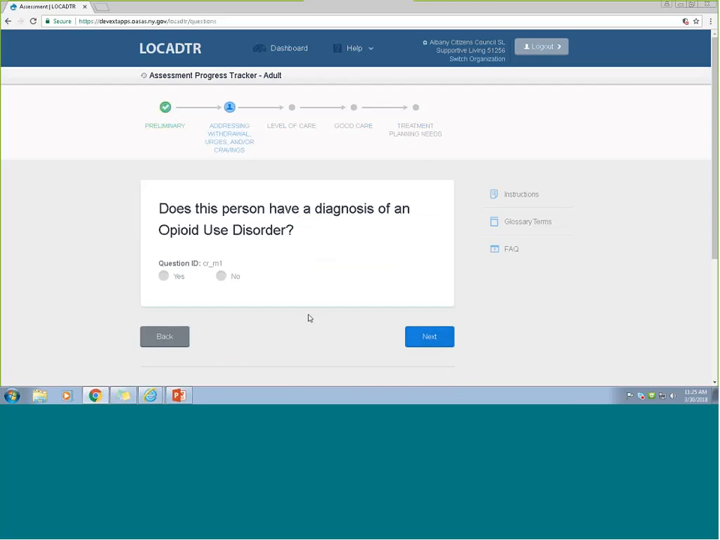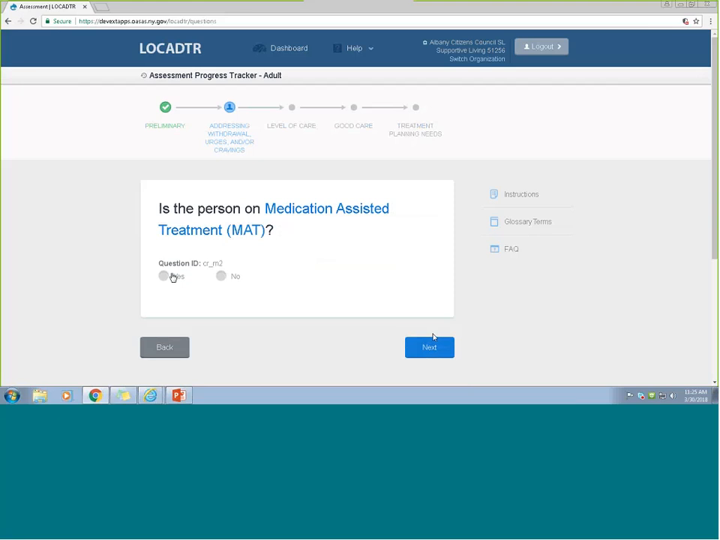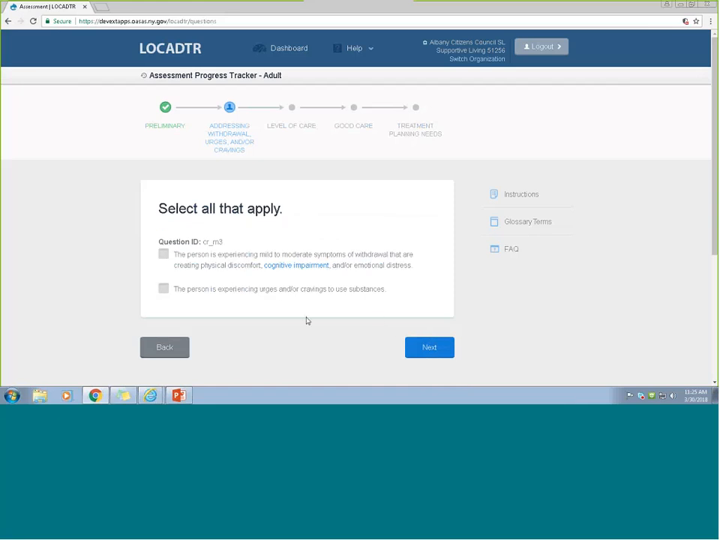And now we want to know if the person has a diagnosis of an opioid use disorder. And we will say yes to that. Is the person on medication-assisted treatment? Yes. And now we want to know if the person is experiencing mild to moderate symptoms of withdrawal that are creating physical discomfort, cognitive impairment, and/or emotional distress. And we also ask if the person is experiencing urges and/or cravings to use substances. And we're not going to check either of those. We'll assume that that person has been in rehabilitation in residential for a period of time and that those symptoms have subsided a great deal for them.